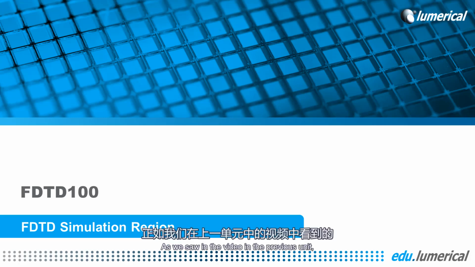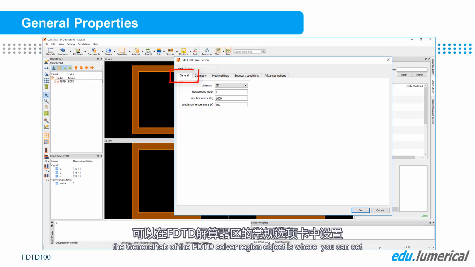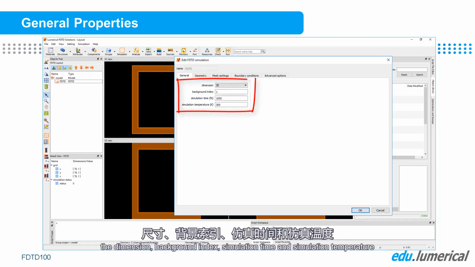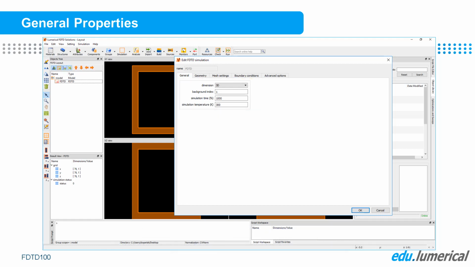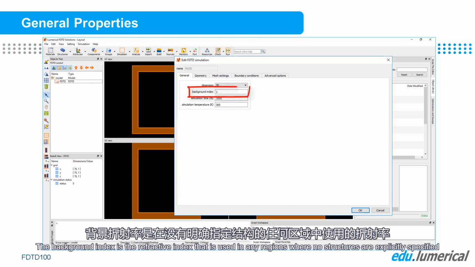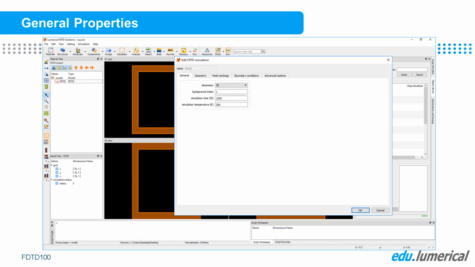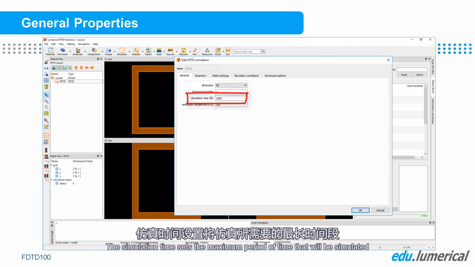As we saw in the video in the previous unit, the General tab of the FDTD Solver region object is where you can set the dimension, background index, simulation time, and simulation temperature. The background index is the refractive index that's used in any region where no structures are explicitly specified. The simulation time sets the maximum period of time that will be simulated.